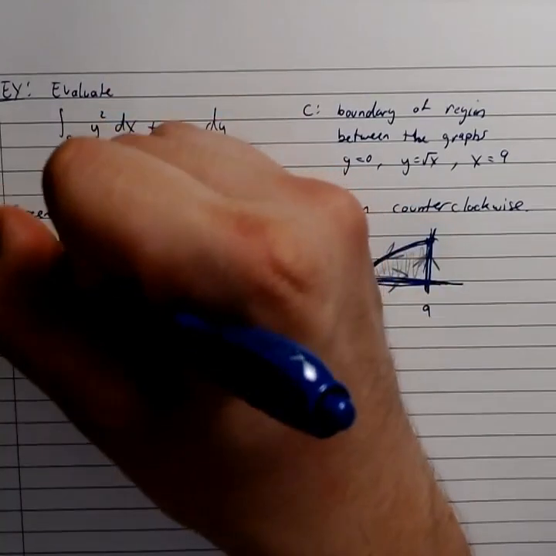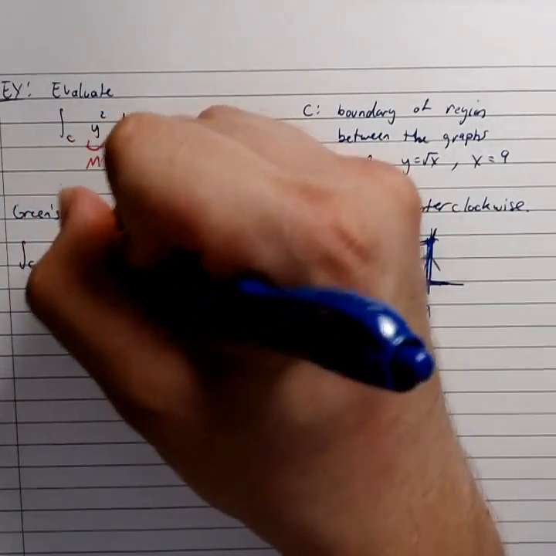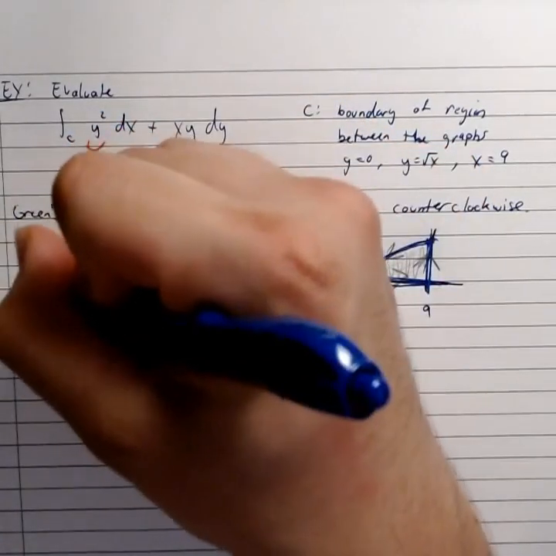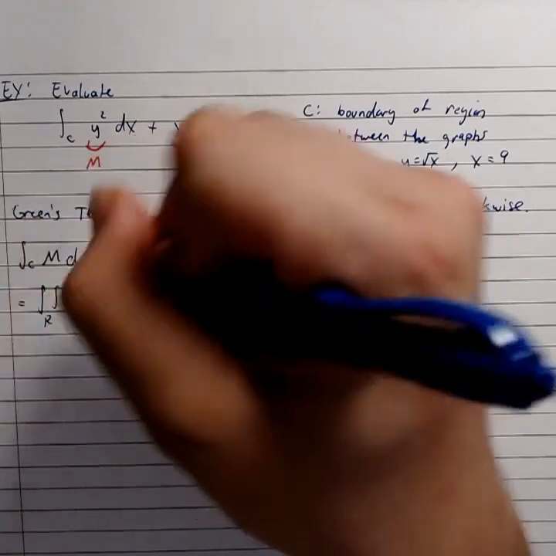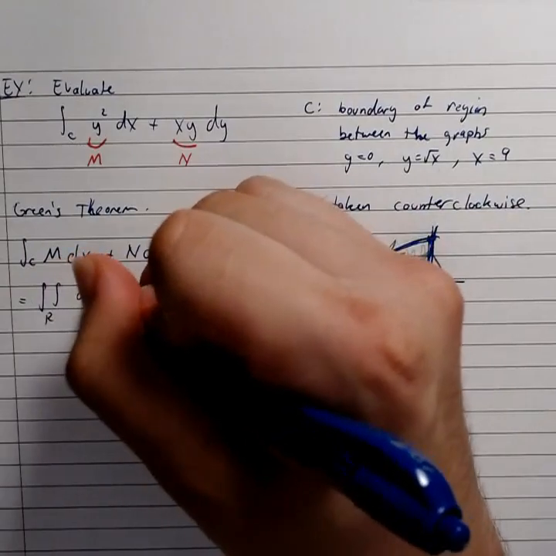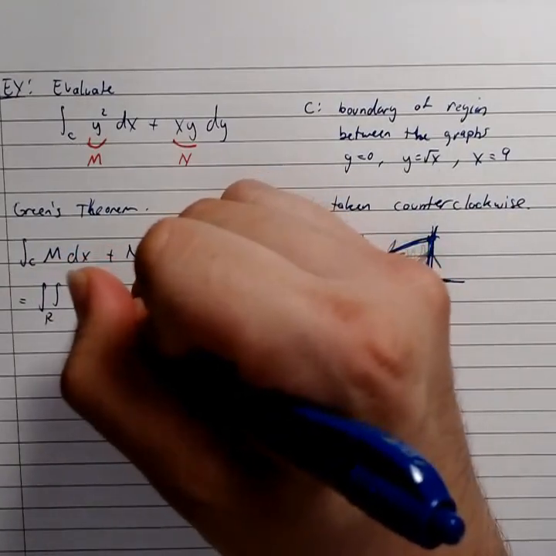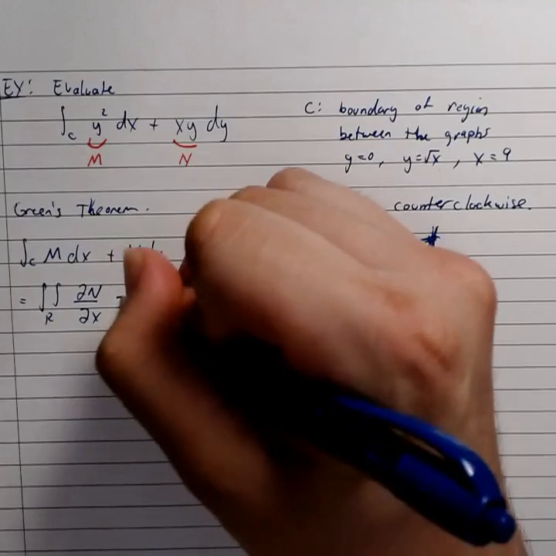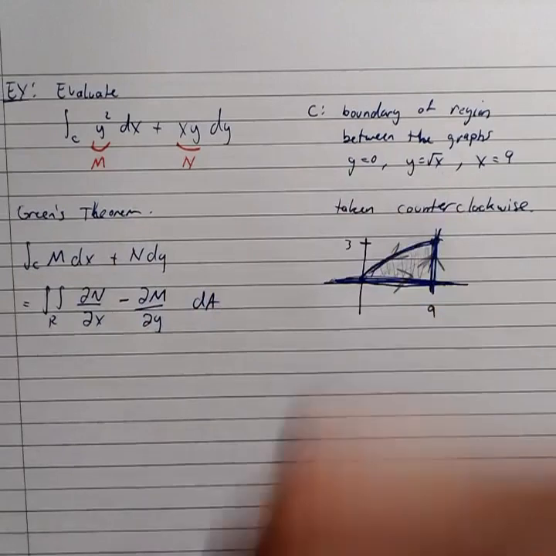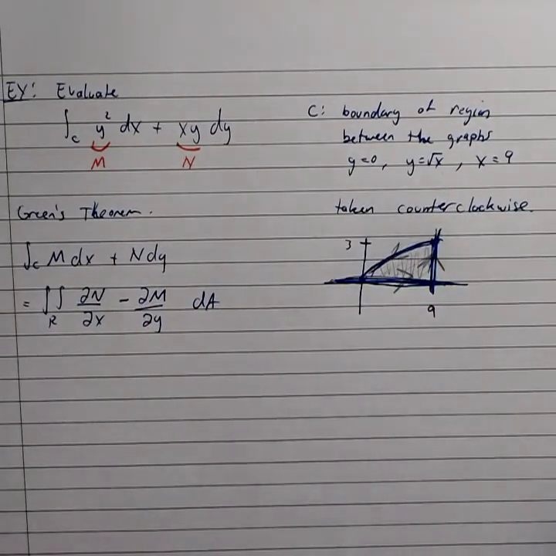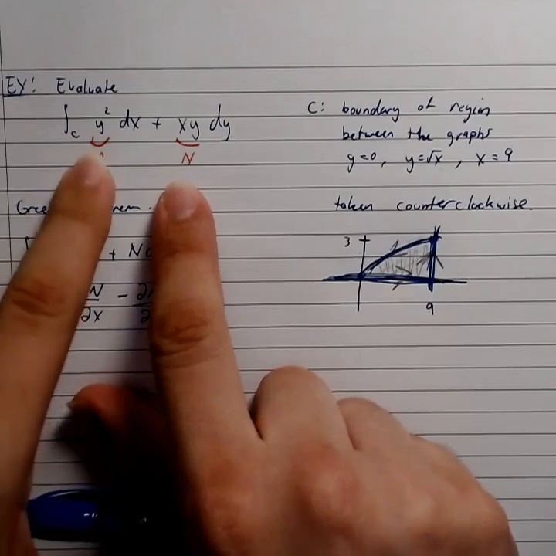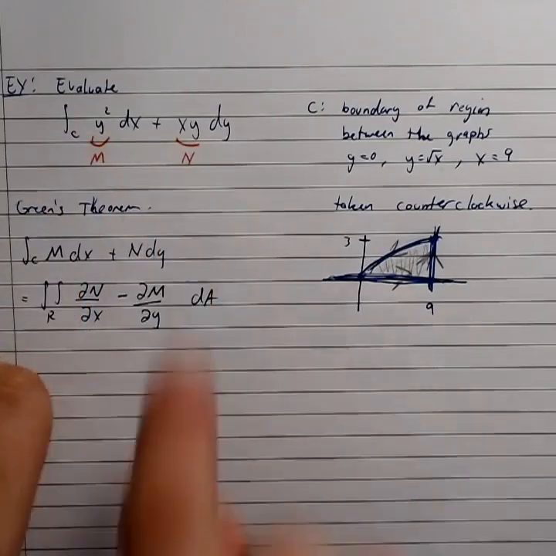So that tells me that the integral over C of M dx plus N dy can be written as the double integral over the region R, which is the stuff inside of here, of del N del x minus del M del y dA. But of course, we know what N and M are. We were given those. Those are the components of my vector field. So here, M is y squared, N is xy.